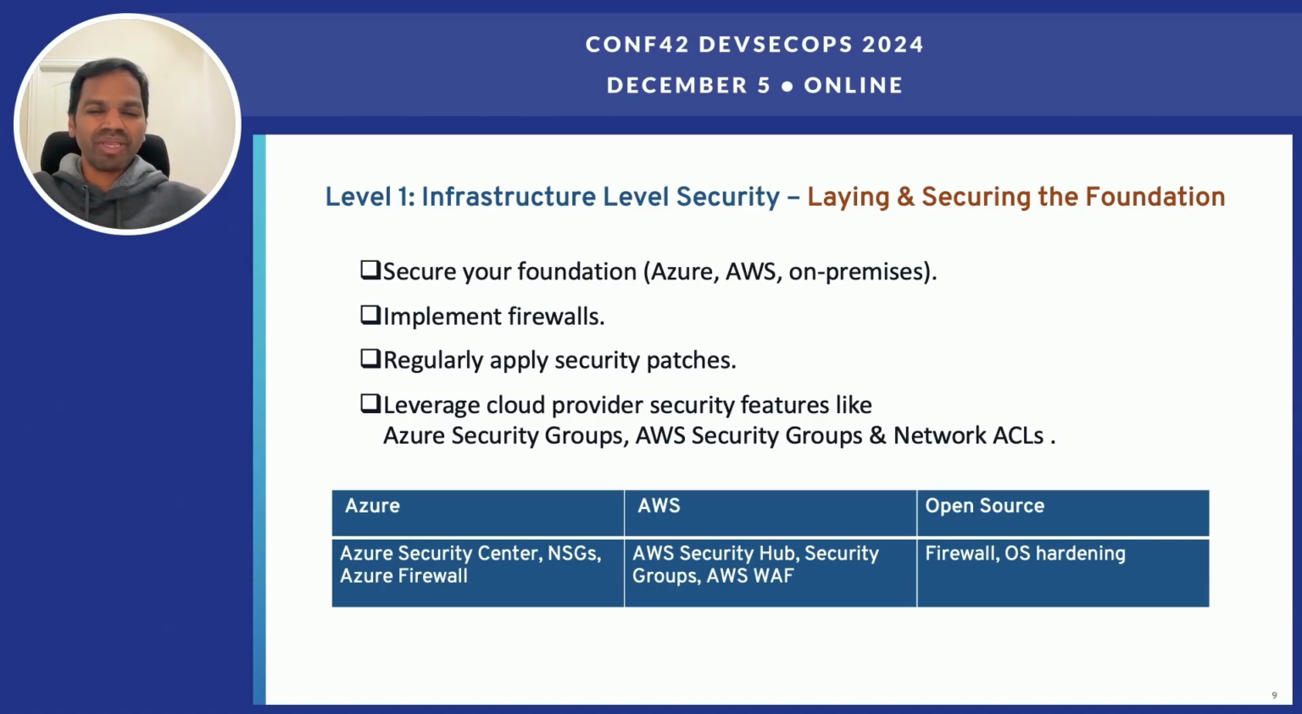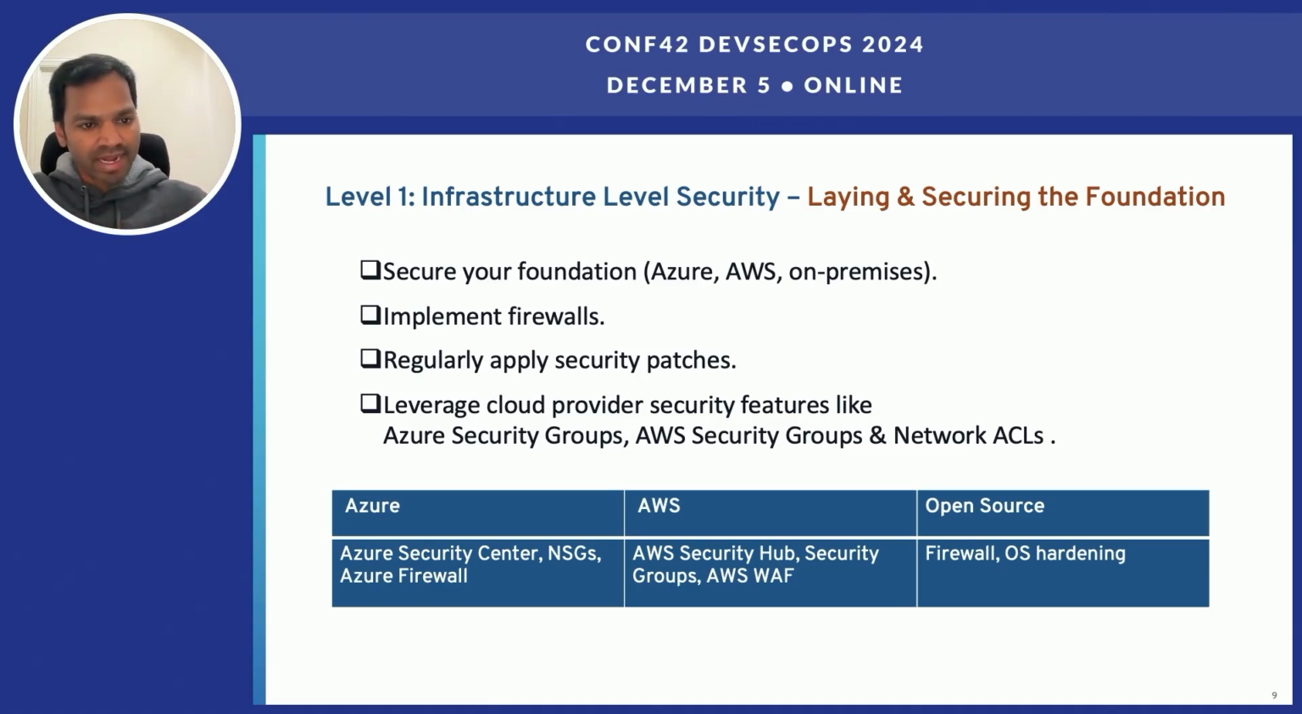Infrastructure level security, laying and securing the foundation. Securing the infrastructure layer involves implementing firewalls, applying security patches, and leveraging cloud-provided security features, like security features in Azure, whereas in Amazon they have AWS security groups and network ACLs.